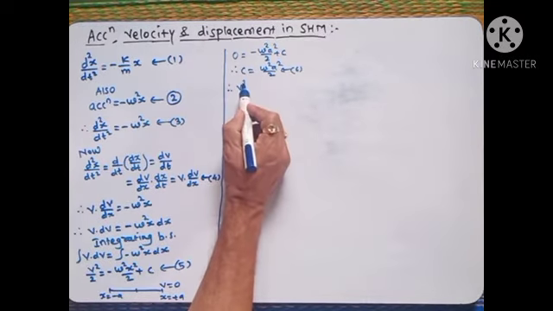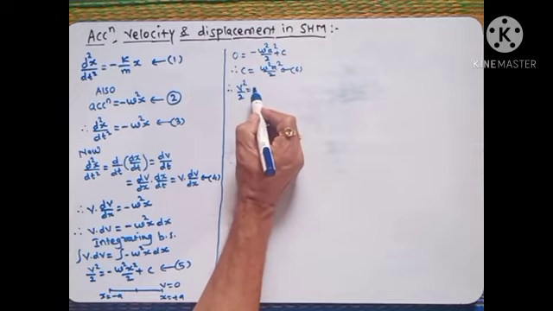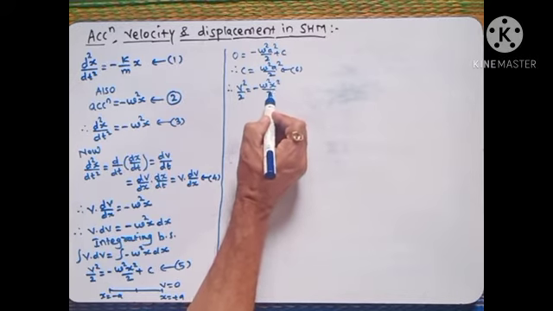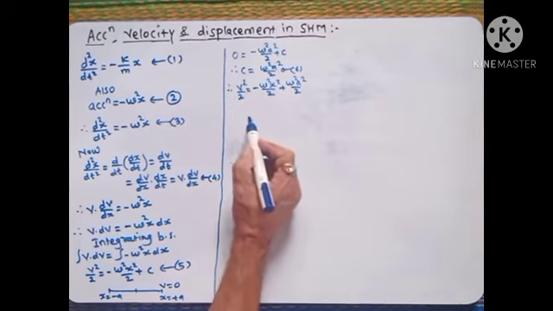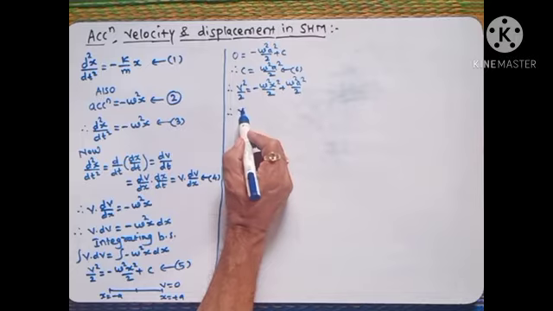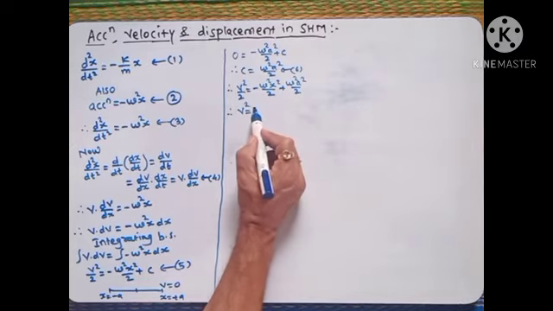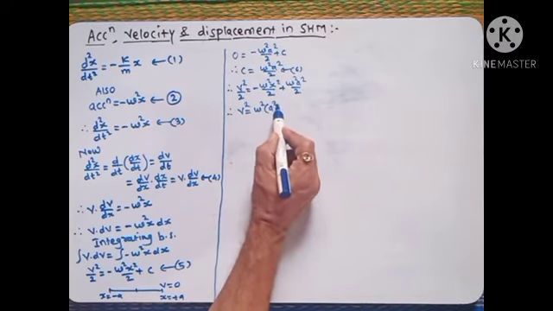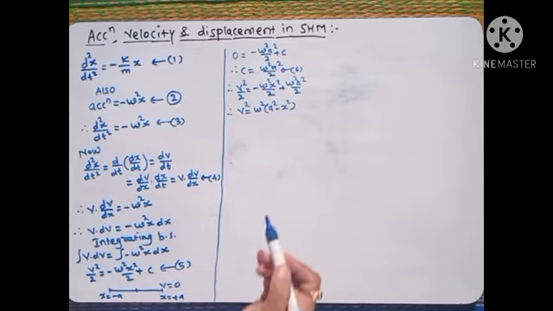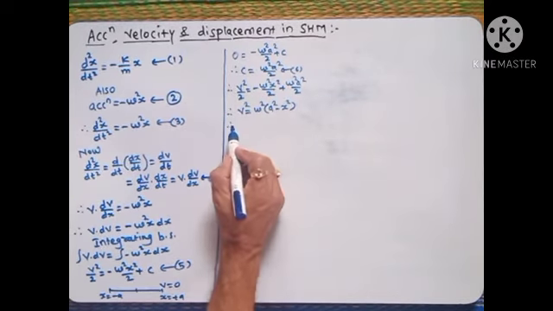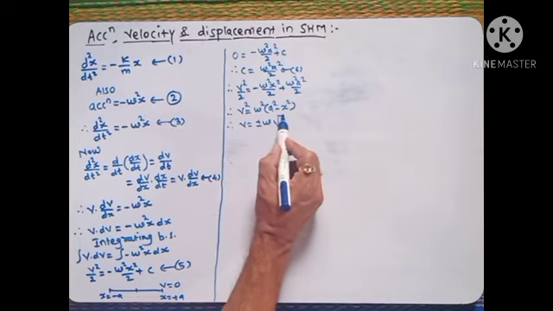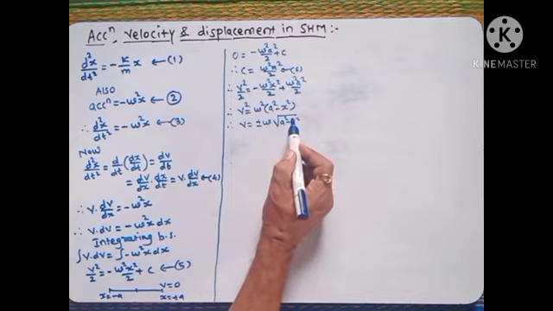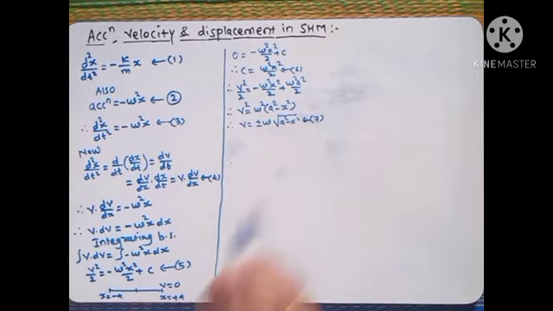We put this value of c from equation 6 in equation 5, and therefore we get v square upon 2 is equal to minus omega square x square upon 2 plus the value of c, omega square a square upon 2. Therefore 2 gets cancelled and we get v square is equal to, taking omega square common, omega square into a square minus x square, or we can write v is equal to plus or minus omega square root of a square minus x square. Suppose this is equation 7, and this equation 7 gives velocity.